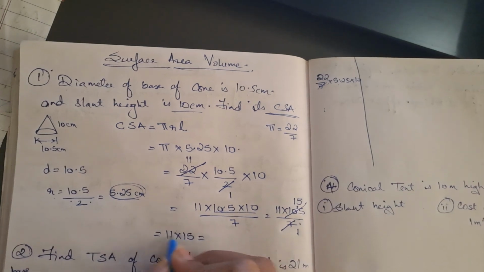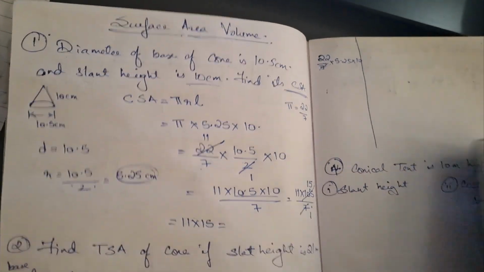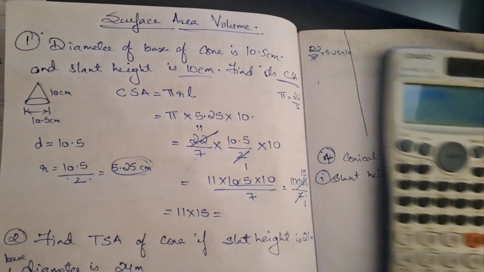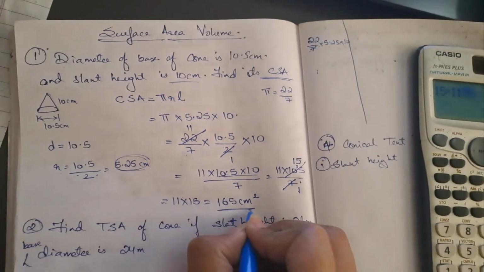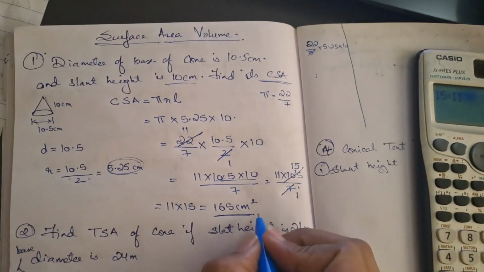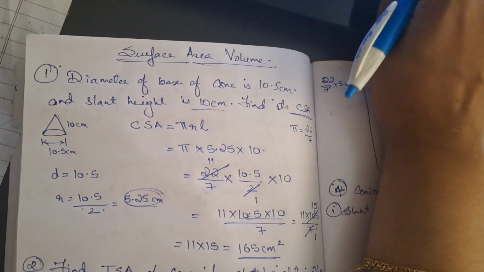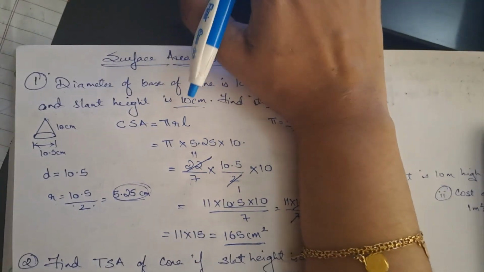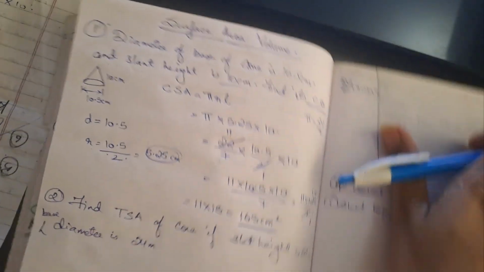Now 15 times 11 is going to be 165. So it is 165 centimeters square. I want you to write down the units much more clearly, because that carries marks. Half a mark you would lose if you do not write your units. Okay, going to the second question.